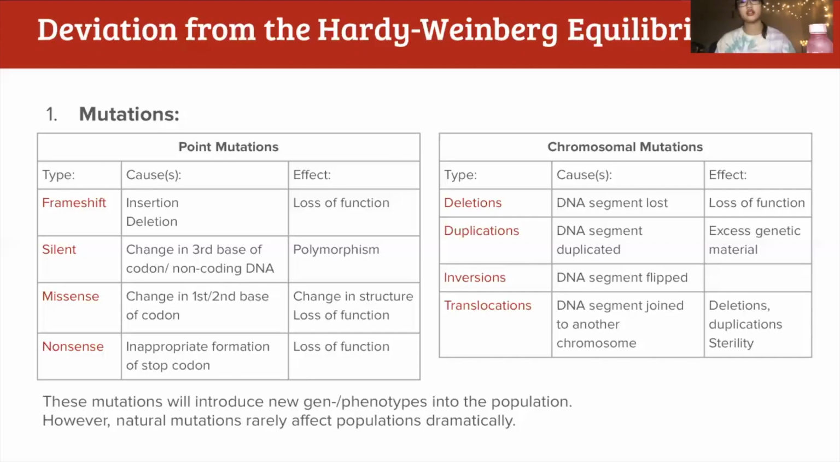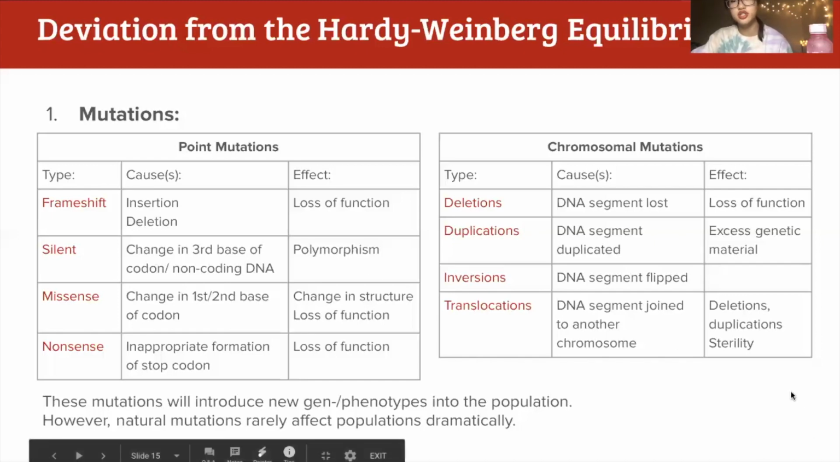And these can lead to deletions, duplications, and sterility. So again, not a good time. But the bright side is that these mutations will rarely actually affect populations dramatically. So even though some of these mutations will lead to loss of function or sterility, they will rarely affect the populations that badly.